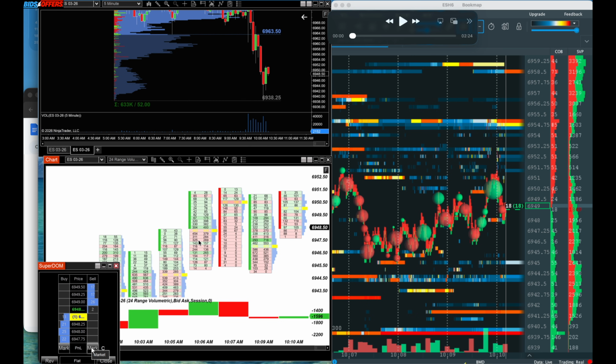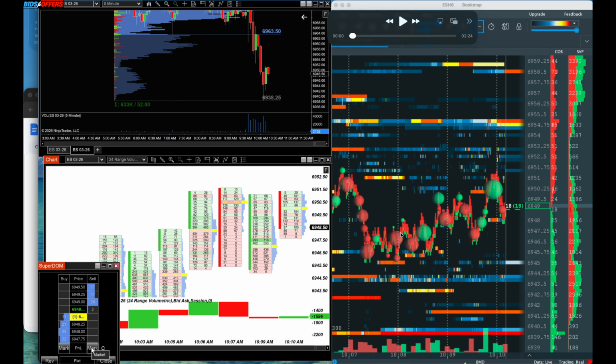It shows me all of the volumes executed on the bid and the ask, price by price, over a certain range bar. Specifically on this chart, I'm using 24 tick range bars, so that means that each one of these candles represents 6 points of price action. Remember, on ES, a point is worth 4 ticks, so 6 times 4 is 24. I adjust the ranges of these bars based on the volatility of the market.